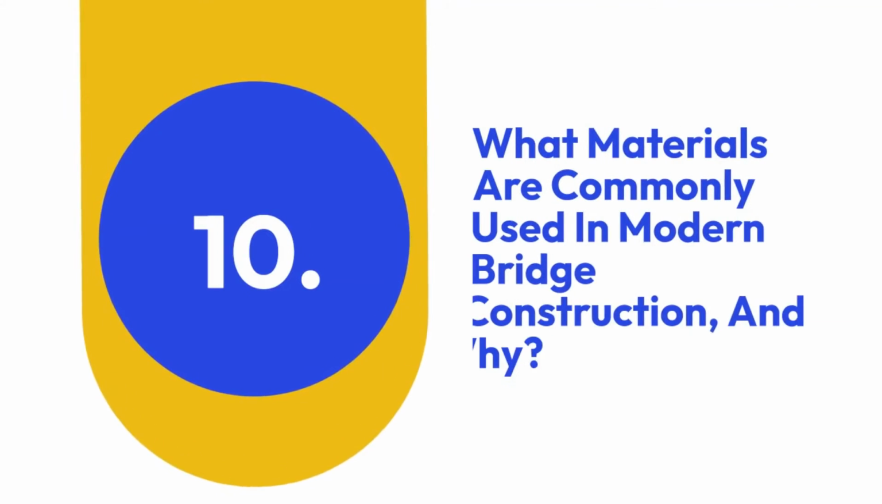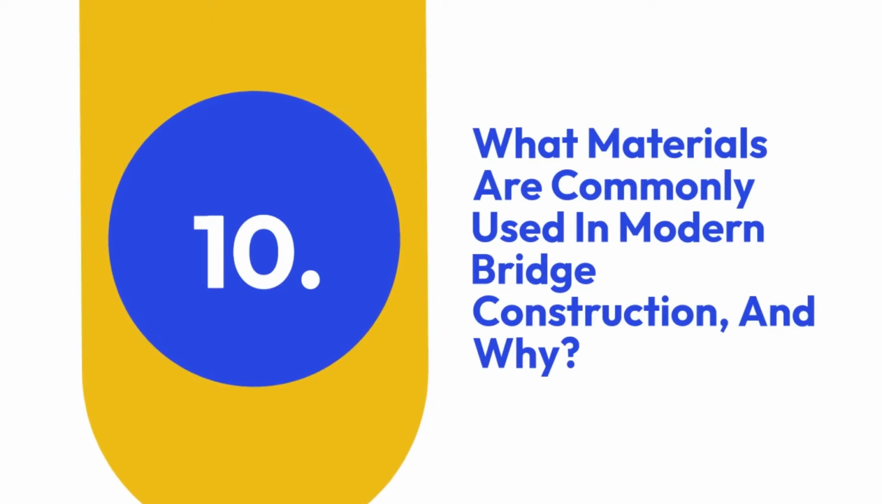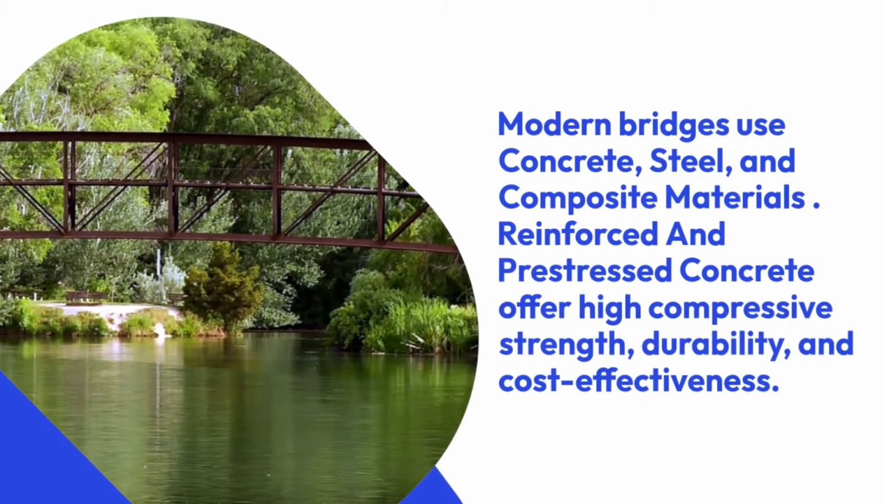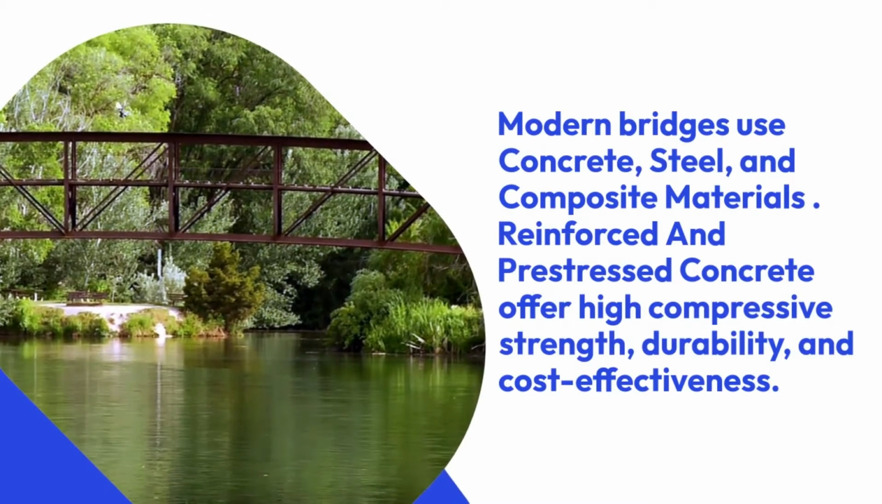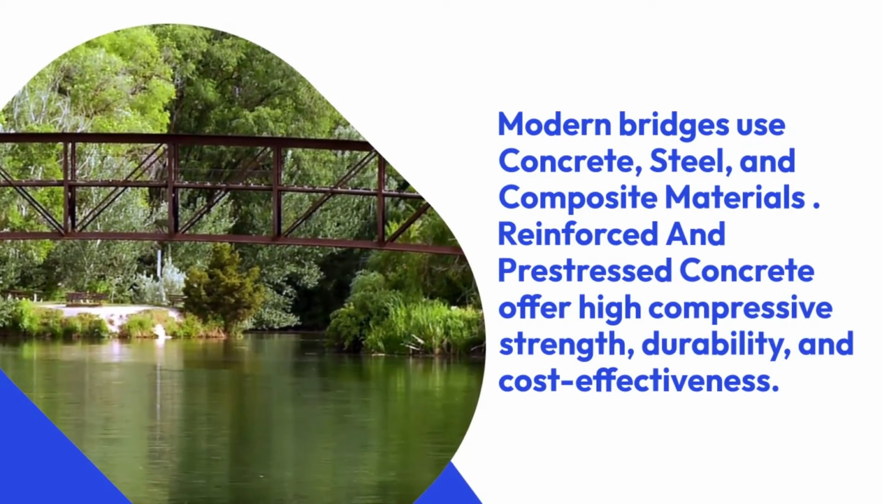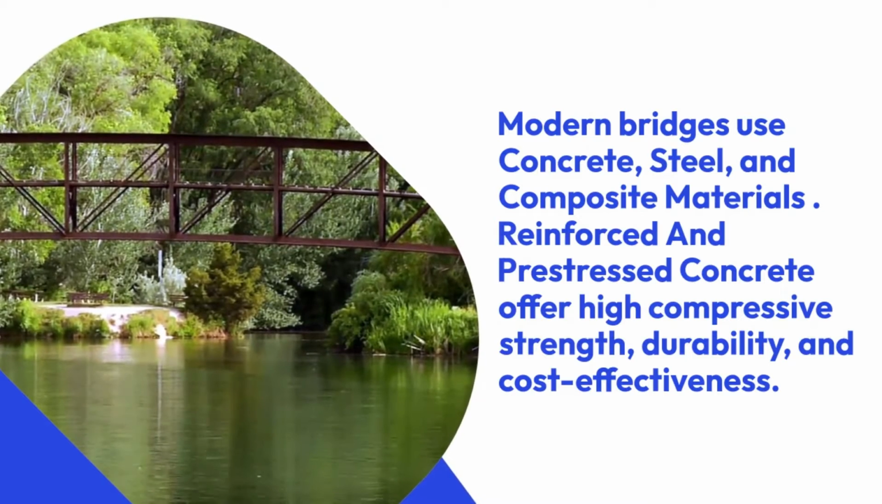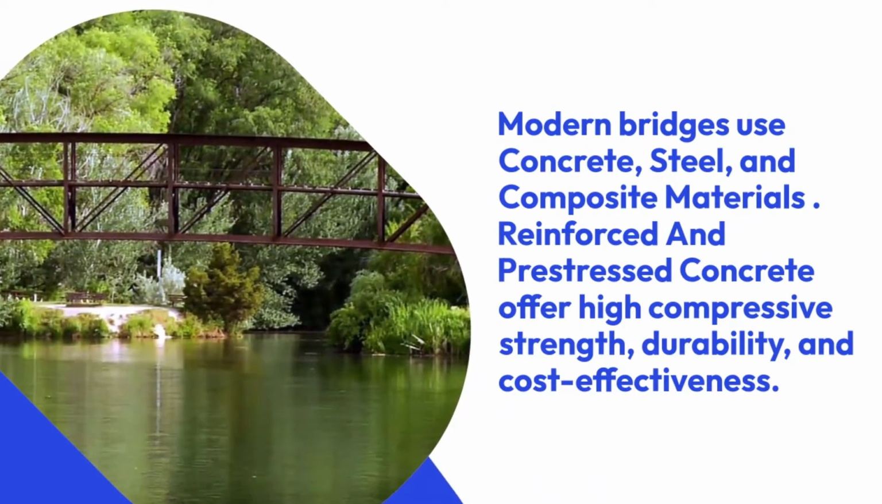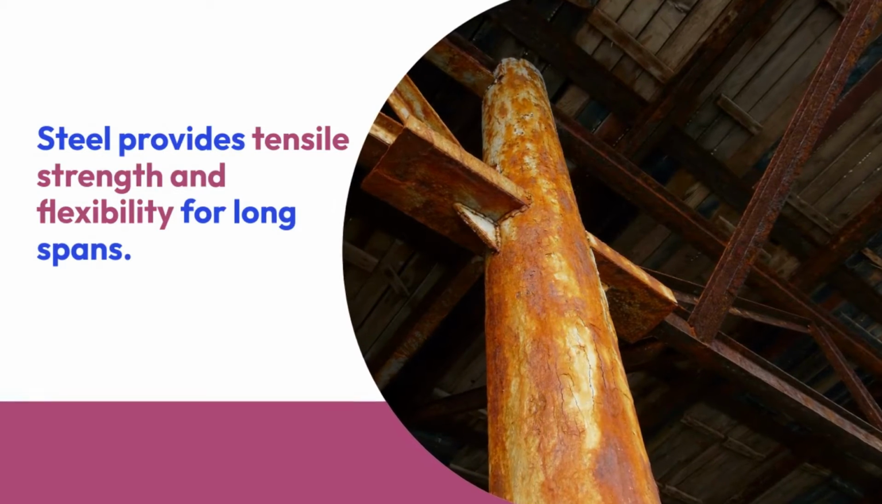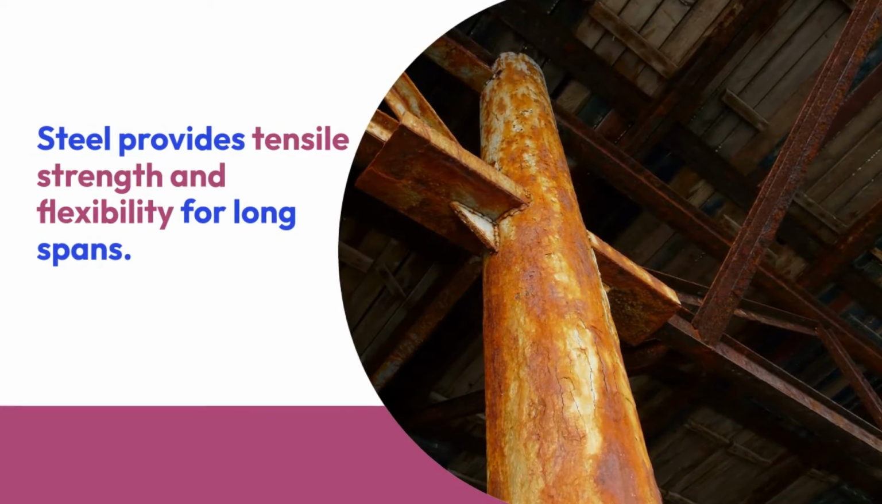10. What materials are commonly used in modern bridge construction and why? Modern bridges use concrete, steel, and composite materials. Reinforced and pre-stressed concrete offer high compressive strength, durability, and cost-effectiveness. Steel provides tensile strength and flexibility for long spans.